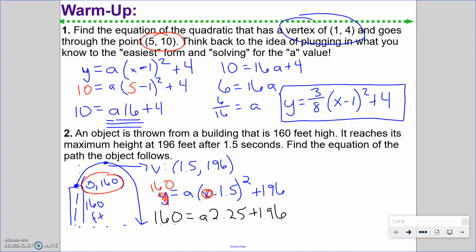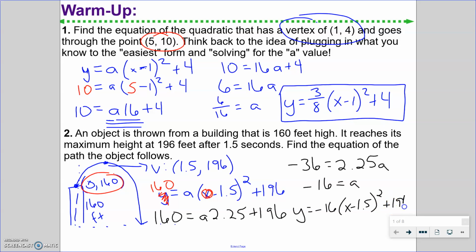So now I'm going to subtract 196 from both sides. Again, I'm just using my calculator off to the side here. You can't tell I'm doing that, but I would not be able to do this in my head, so it's all good. And then because it's a decimal, I'm not going to reduce it to a nice fraction like we did up in number 1. I think I'm just going to literally divide. So negative 36 divided by 2.25. And actually, I get a really nice number. I get negative 16. So my function then is negative 16 (x minus 1.5) squared plus 196.